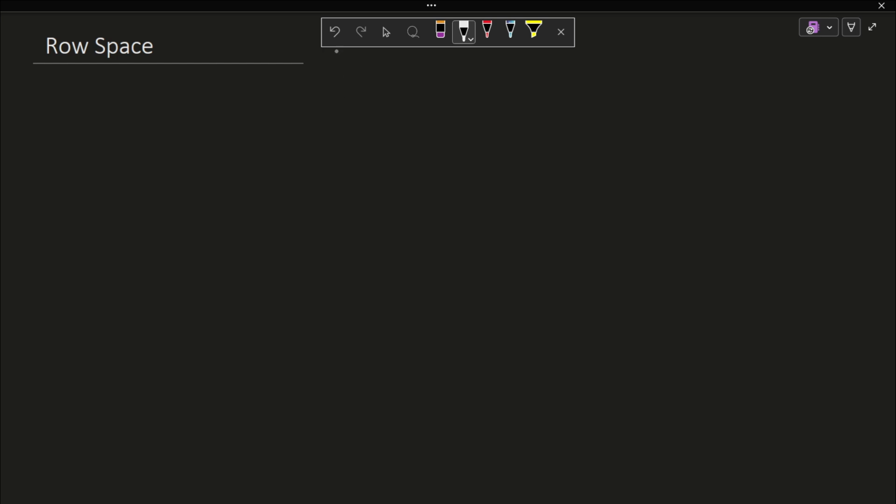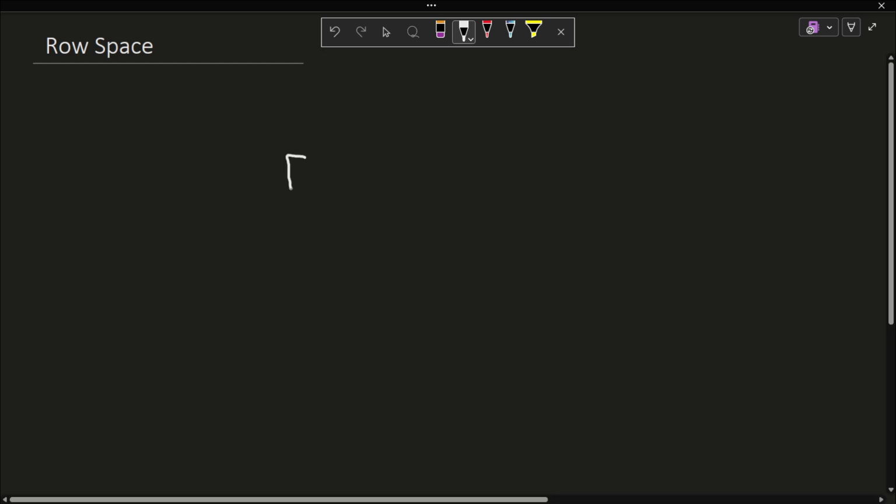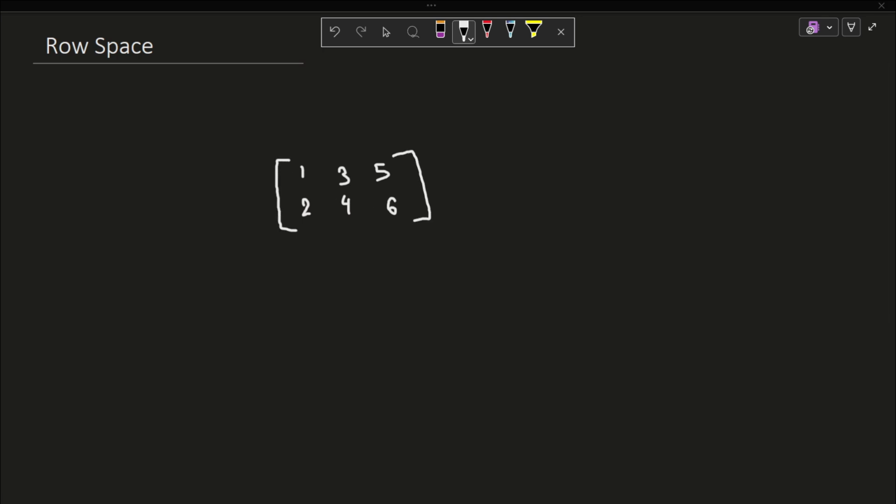So, what is row space? How do we define it? Well, let's say we have a matrix like 1, 2, 3, 4, 5, 6. So this is an m by n matrix, right? So what is m? What is n? Well, m is going to be 2 and n is going to be 3 because remember in matrices rows come first and then columns. So we got a 2 by 3 matrix here.